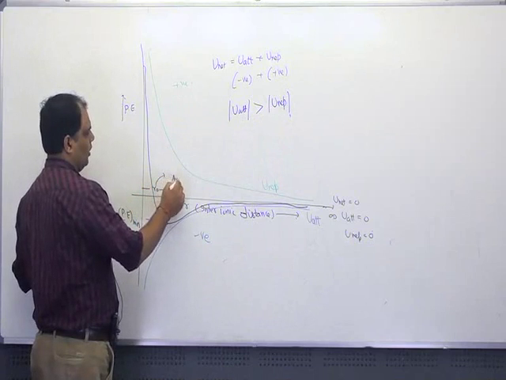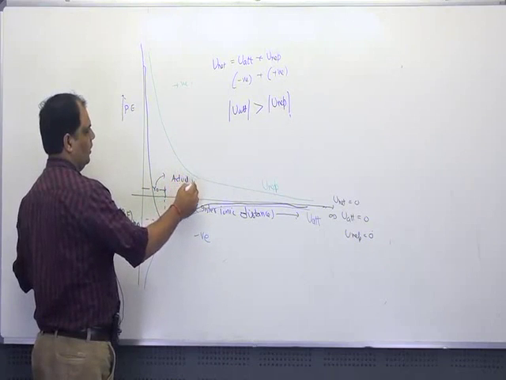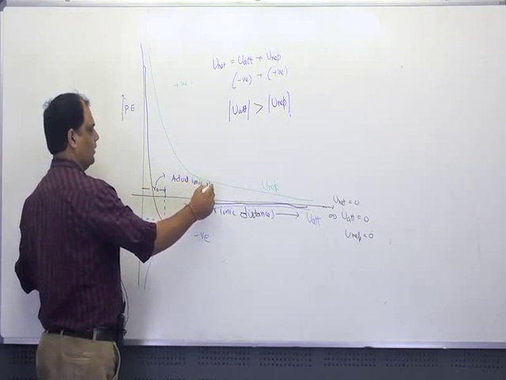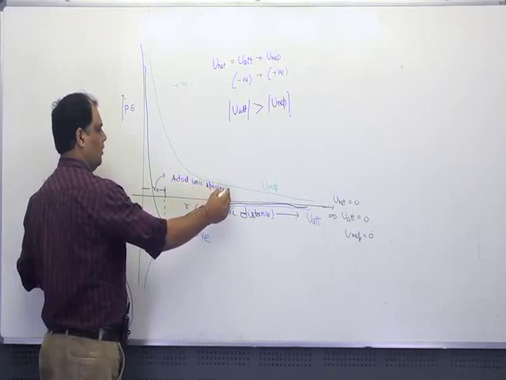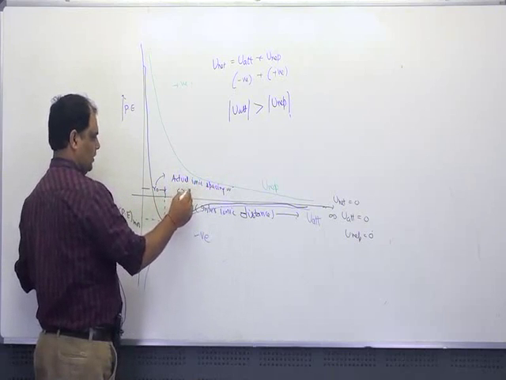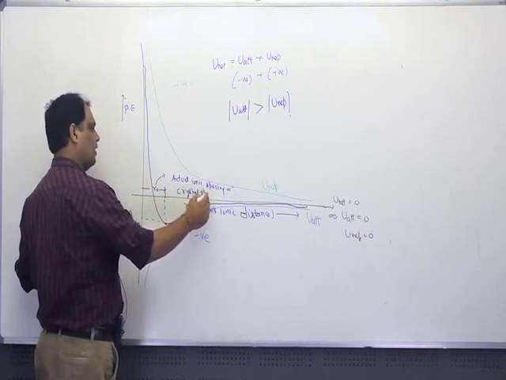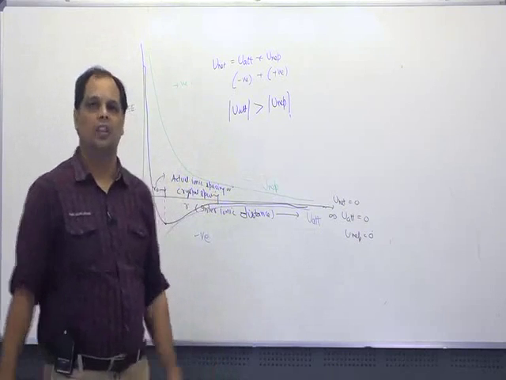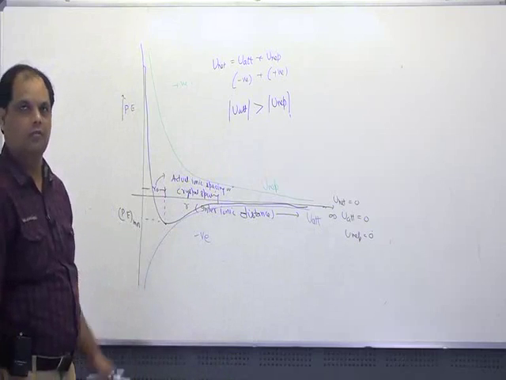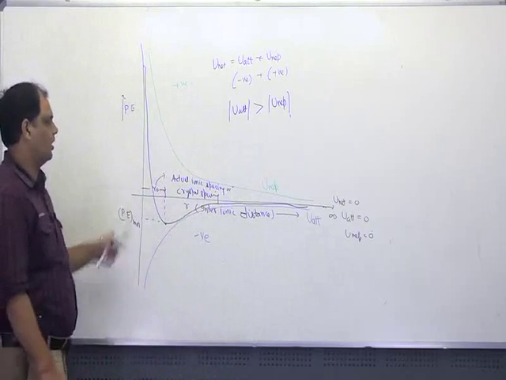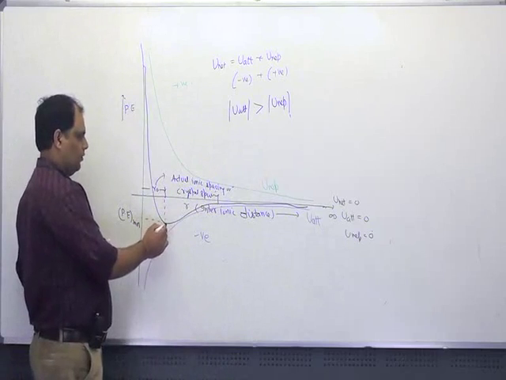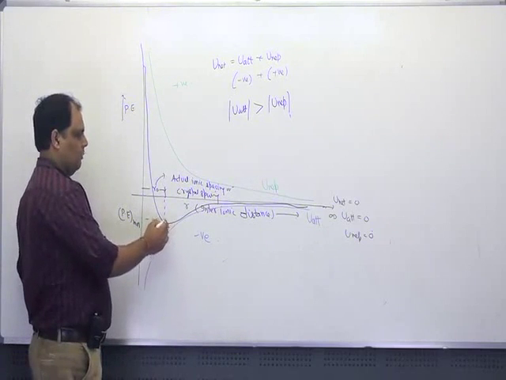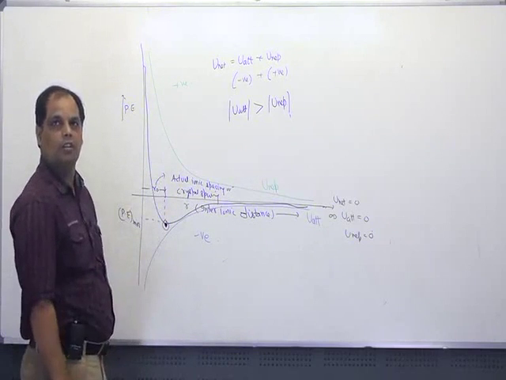This is called the actual ionic spacing or crystal spacing. This is the actual spacing in the ionic crystal. Okay, so this is the graph. This is the position of minimum potential. This point is very important.